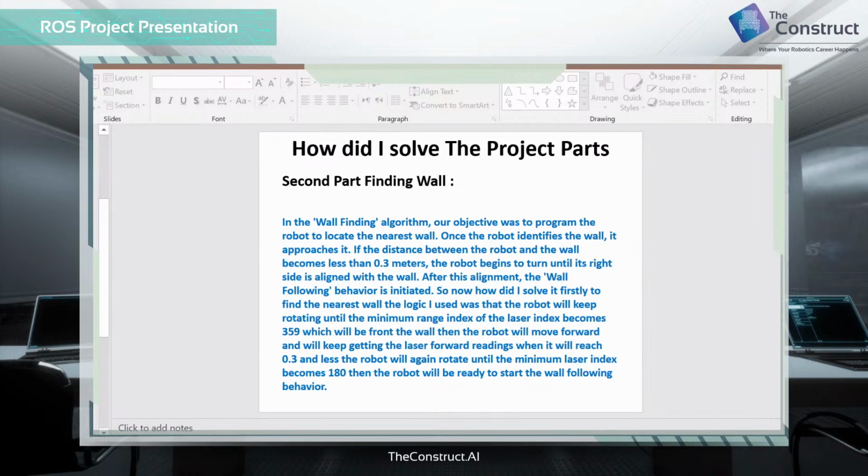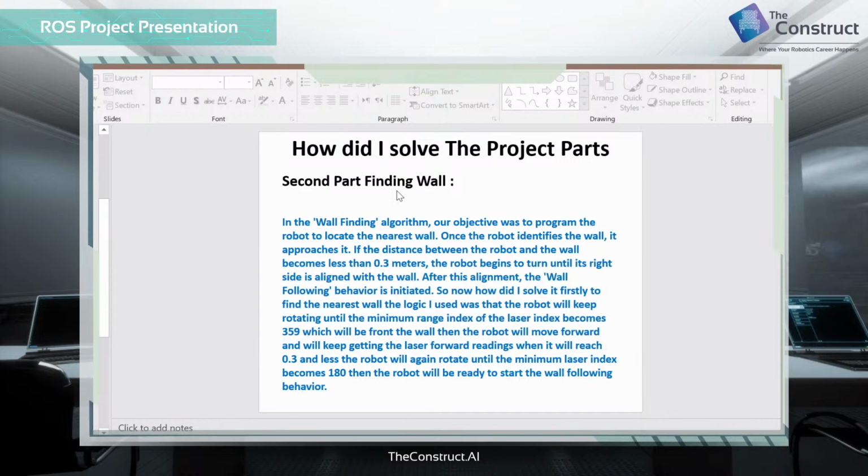So let's go to the second part, which is finding the wall. As I told you at the start, the wall following behavior cannot start if the robot is not aligned with the right wall. So in this finding wall part, we are using the service to align the robot so its right side will be to the wall.